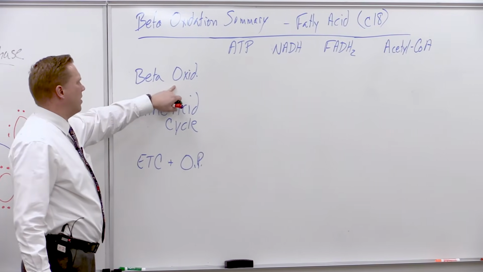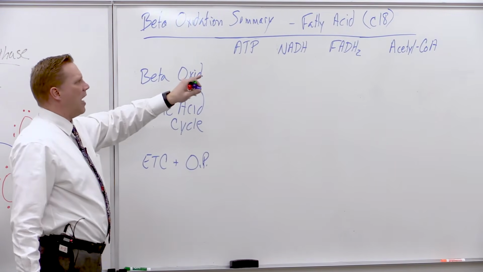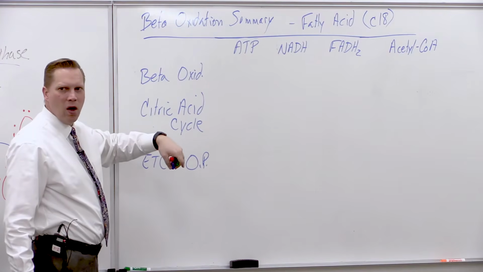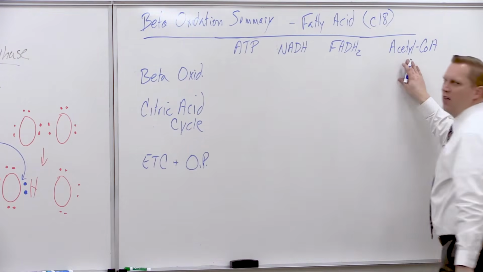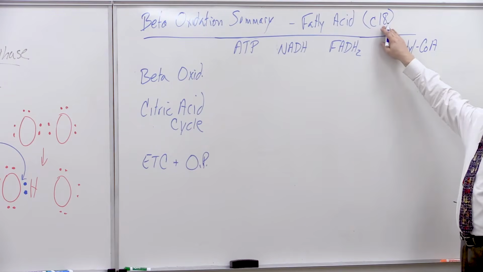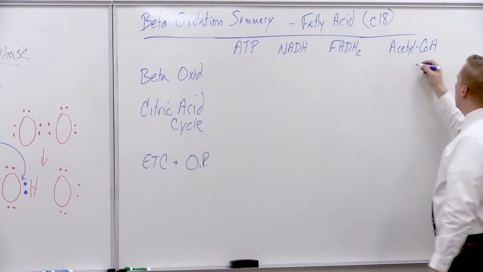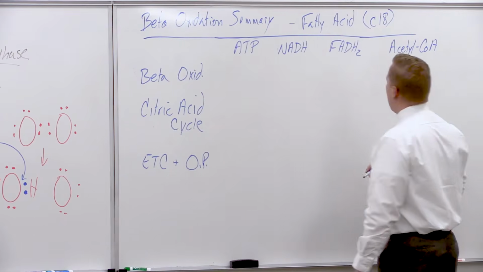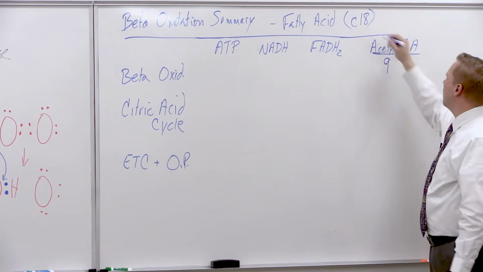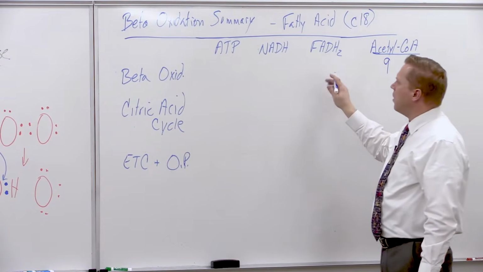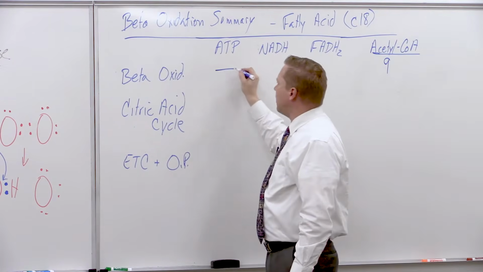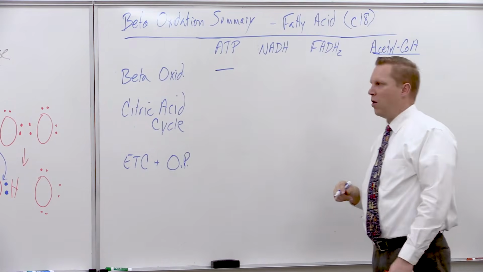So in beta oxidation, we've got a fatty acid. It's 18 carbons long. We taught you how to predict the number of acetyl-CoAs. You just take the number of carbons and divide it by 2. So that means we're going to create 9 acetyl-CoAs out of that fatty acid. In beta oxidation, we don't produce any ATP directly, so that's going to be a wash.